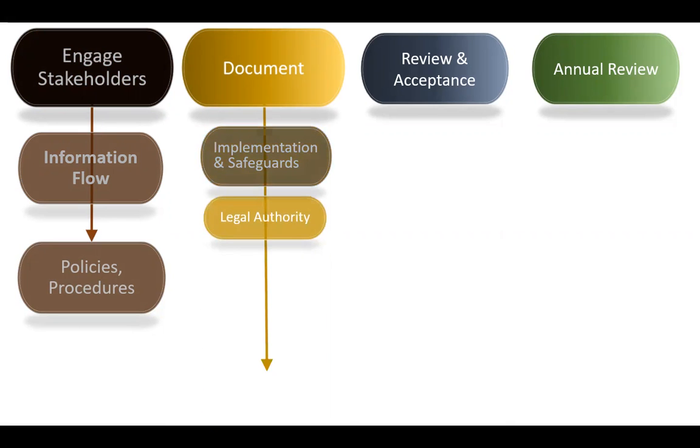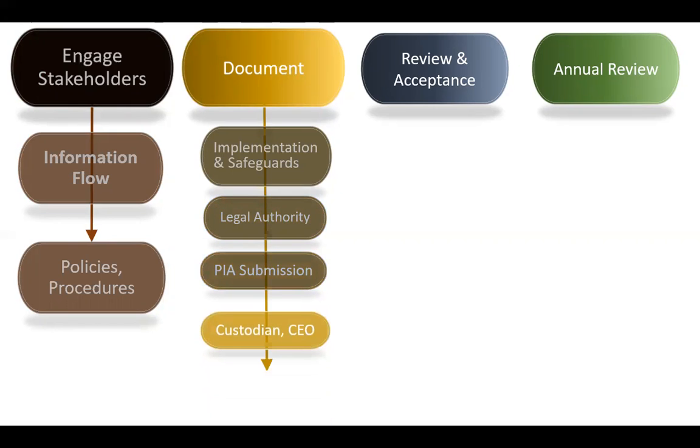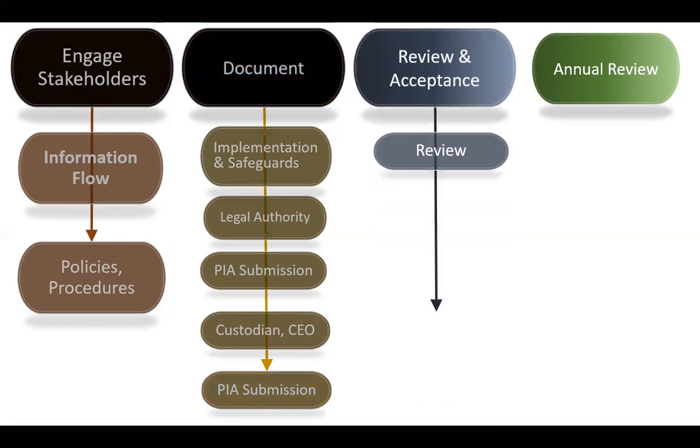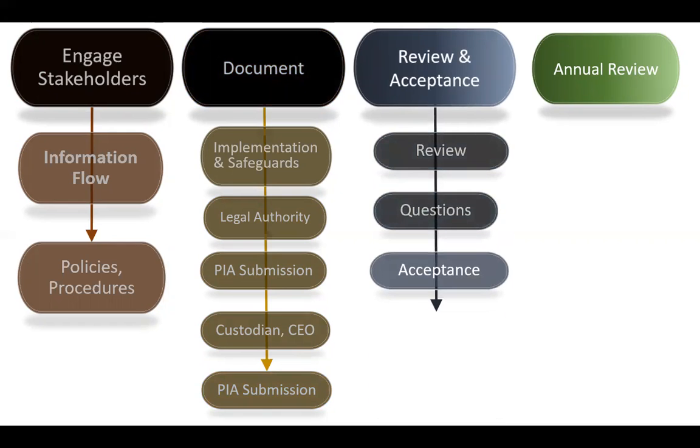Oftentimes they'll make changes to their organization and either they've forgotten to tell you, or you haven't added to your policies and procedures and made it up to date. So you're going to do all of the documentation in your policies and procedures and your PIA submission. Then you're going to make sure that it gets submitted to your internal reviewers, your custodians, your CEOs, and complete that PIA submission. Then it goes to the Commissioner's Office for their acceptance, and then you get the file number, the H number files.